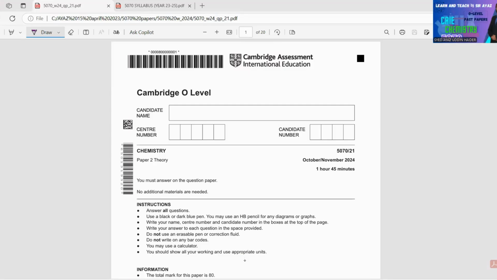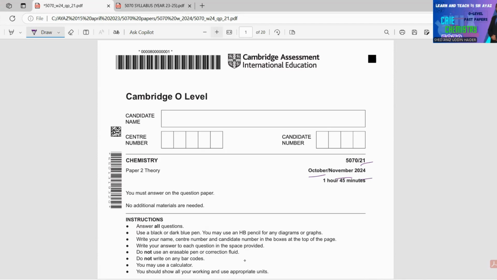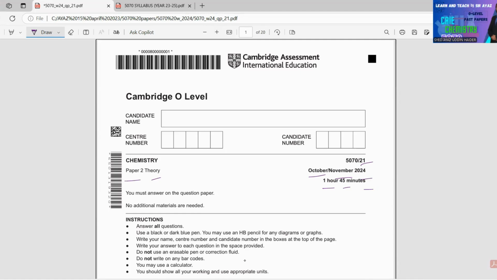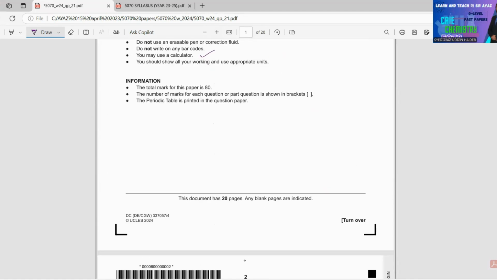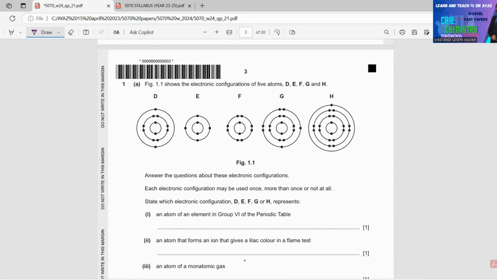And this time I've selected variant 21, and it's of October-November 2024. You know the times, 1 hour 45 minutes. It's paper 2 theory. You have to answer all the questions. You can use calculator in this paper. The total mark for this paper is 80. Periodic table is printed in the question paper. So let's start with question number 1.